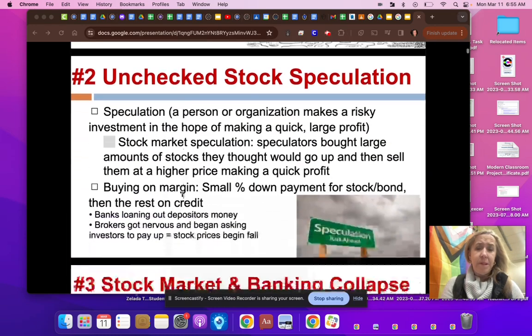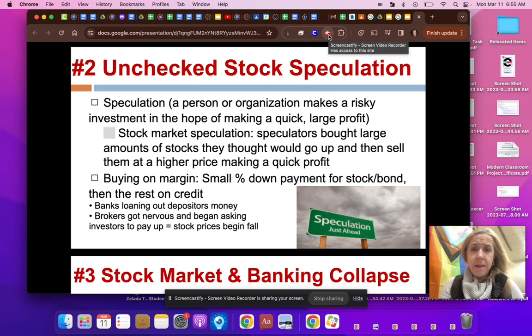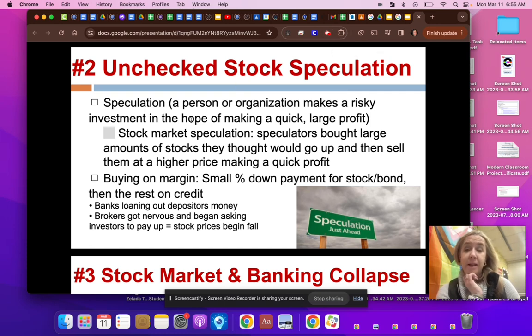The second major thing is unchecked stock speculation. Speculation is where a person or an organization makes a risky investment in the hopes of making a quick, large profit. Speculators bought large amounts of stocks they thought would go up, waiting for the price of the stock to rise to a higher point, and then would sell them off at a higher price, making a quick profit. Speculation at some level is illegal today, but it was not in the 1920s.